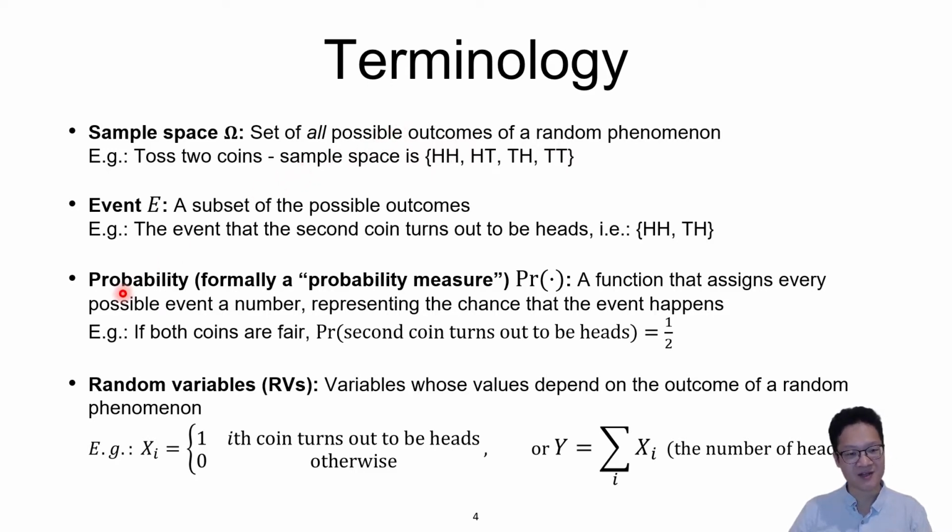Okay, and then the probability measure, sometimes just called probability. It's a function that assigns a number to every possible outcome. So in the case of the two coins, each of these outcomes would be assigned a value of 1/4. Or you can assign a probability to any event, so any subset of this. For example, the subset where the second coin turns out to be heads. That subset would contain the element head-head and also the element tail-head. So that subset gets assigned 1/2.